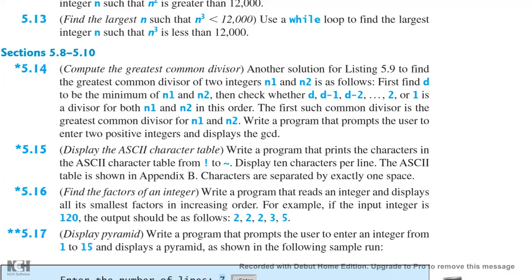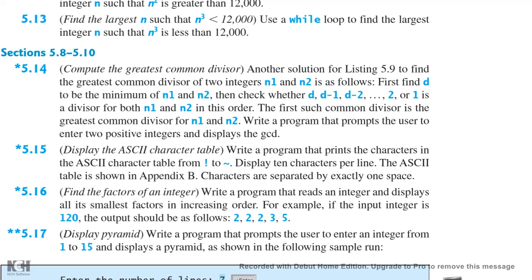Then check whether d minus 1, d minus 2, and so on and so forth, up to 2, up to 1. You check all of those. Check from d minus 1, d minus 2, up to 2 or 1, right? You check which one of those integers is a divisor for both n1 and n2 in this order. The first such common divisor is the greatest common divisor for n1 and n2.